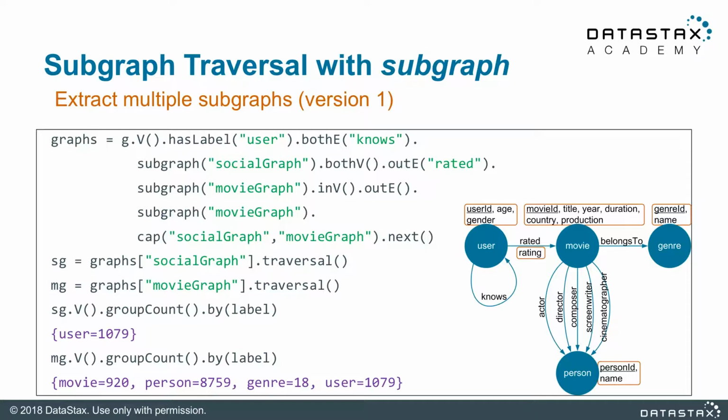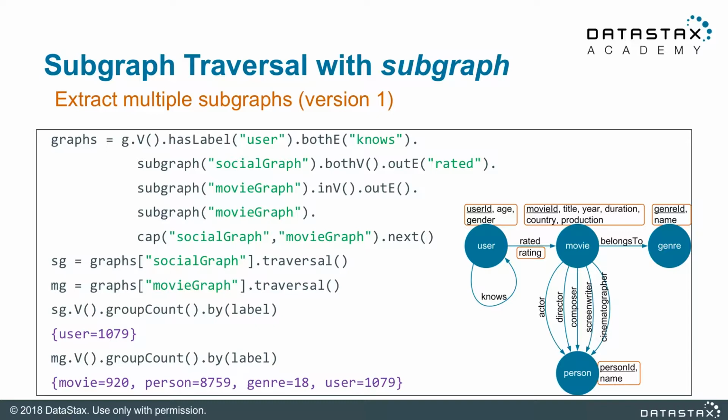Then we want to do things with those 2 subgraphs. So we can cap them both. We call cap, and we ask for the socialGraph and movieGraph labels. Those traversers will finish, and we will return those subgraphs in the graph identifiers that we have named on the first line. Now, the object graphs will be a map of 2 subgraphs, socialGraph and movieGraph. We will define traversals on those, and again, do very similar analysis.